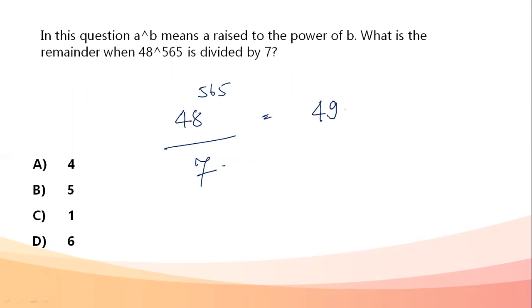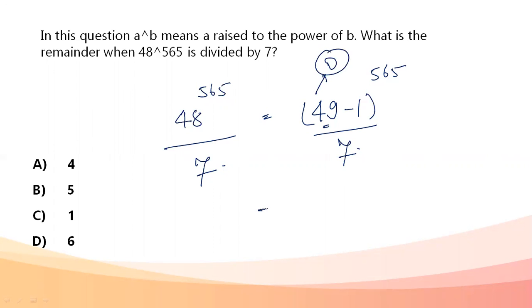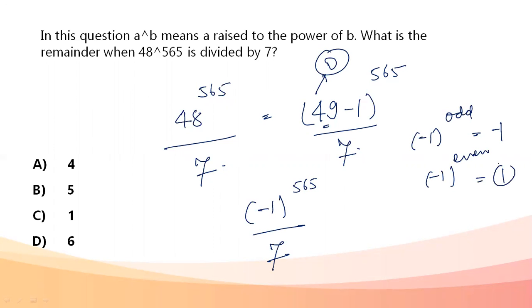So I'm going to write this as 49 minus 1 raised to power 565 divided by 7. If I divide 49 by 7, there is going to be no remainder. But if I do minus 1 raised to power 565 divided by 7, I'm going to get some remainder. Minus 1 raised to an odd power is minus 1; minus 1 raised to an even power is 1. Here it is minus 1 raised to power 565, so this is going to be minus 1 by 7.